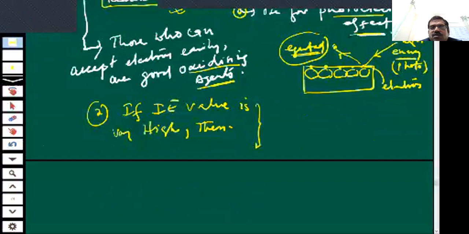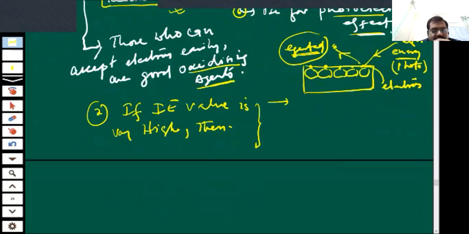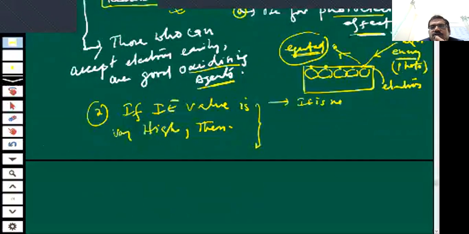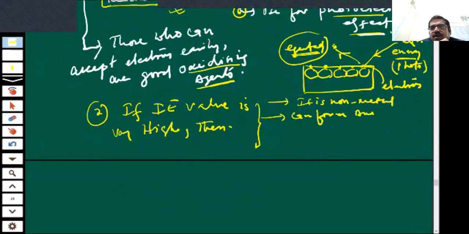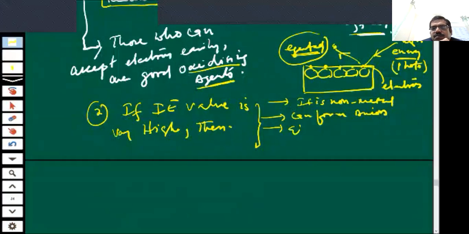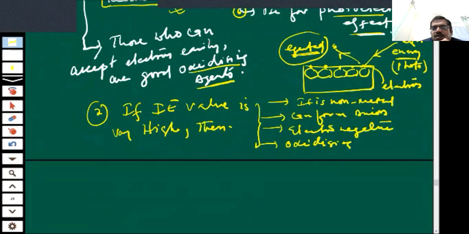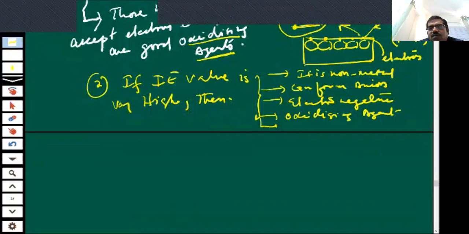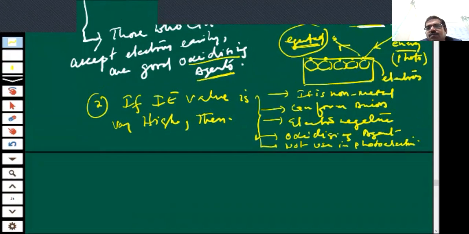Okay, children, can you write? It is a non-metal, can form anions easily, electronegative, oxidizing agent, not used in the photoelectric effect. Did you understand, children?